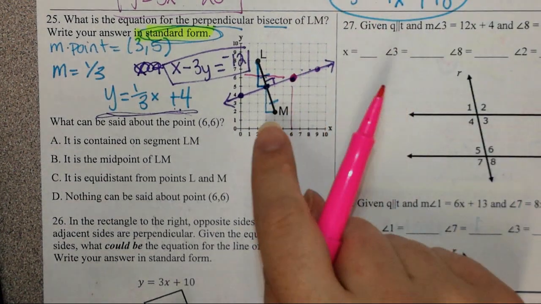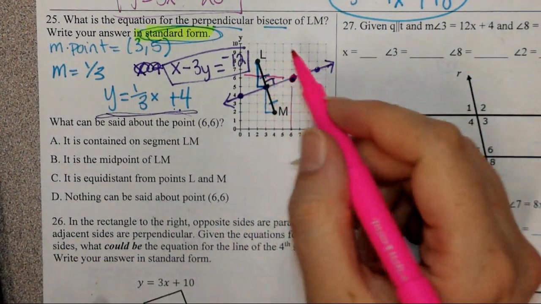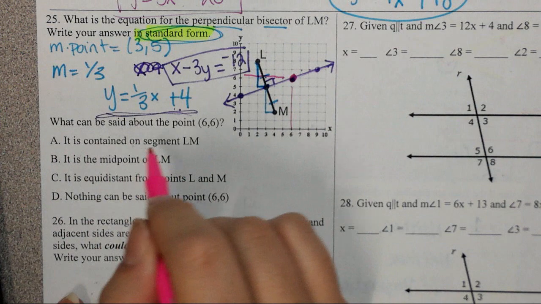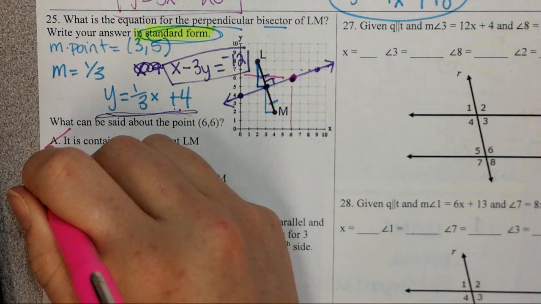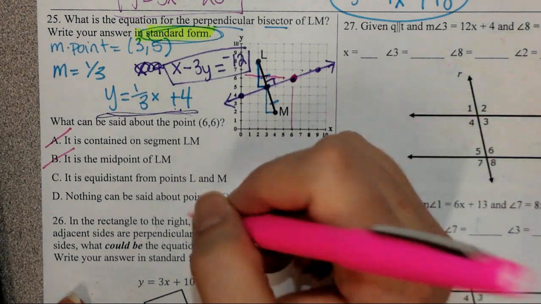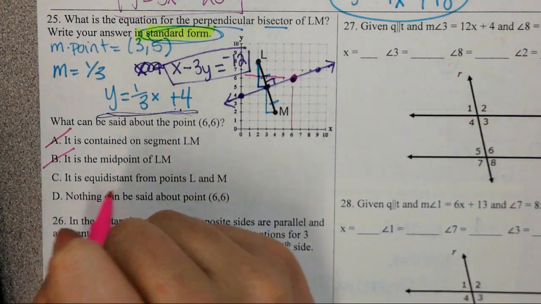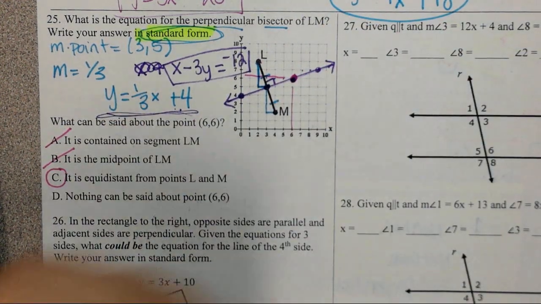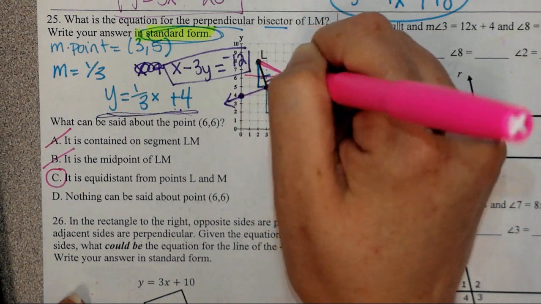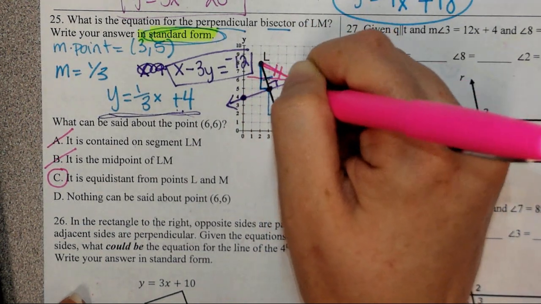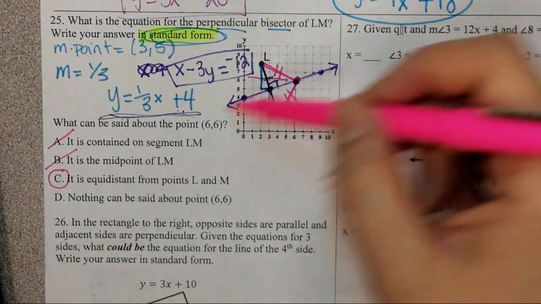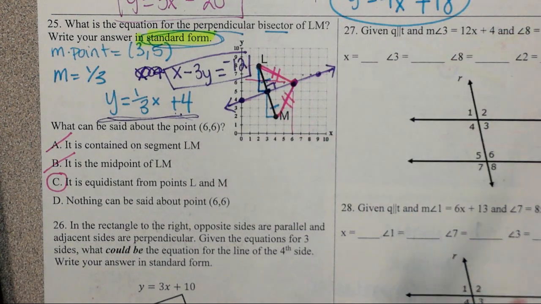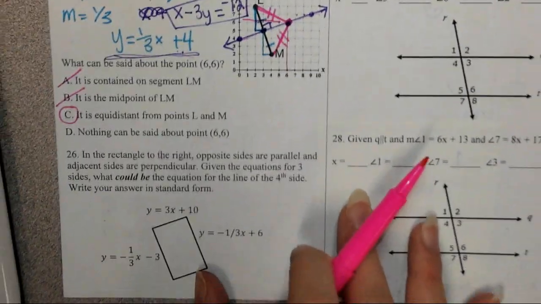Now, if you look at the point 6, 6, which is right here, this is a point on the perpendicular bisector of LM. So this question, it is contained on segment LM. That's not true. It's the midpoint of LM. No. Then we're left with either nothing can be said about it, or it's equidistant from points L and M. And this is what we wrote right here. When we look at our perpendicular bisector theorem, that's what that says. Any point on the perpendicular bisector is equidistant from the endpoints of the segment.